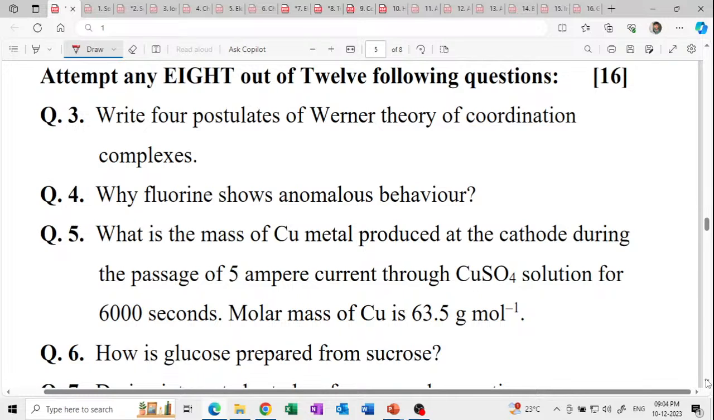Next is, why does fluorine show anomalous behavior? Why does fluorine show anomalous behavior? It is a question from the elements of group 17.